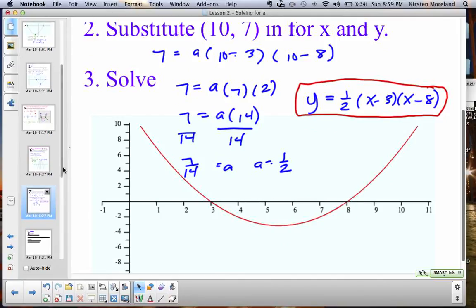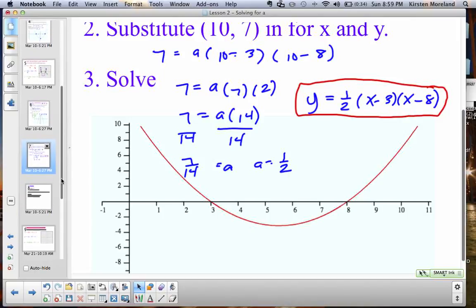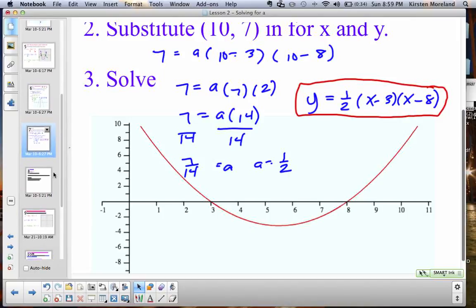Oops, did I say narrow earlier? The 1/2 is really making this graph wider. Remember, the smaller the number, the wider it is. The bigger the number, the narrower it is. So the 1/2 is really making it wider.